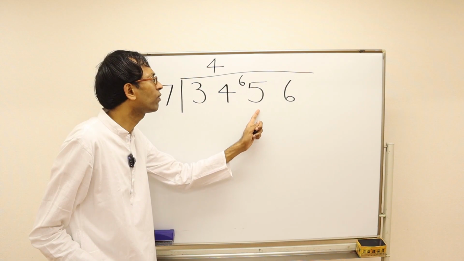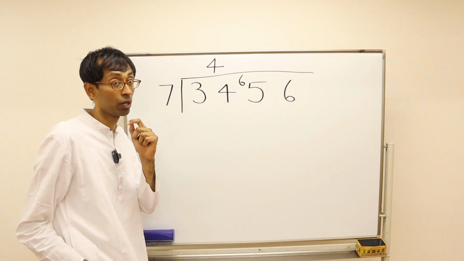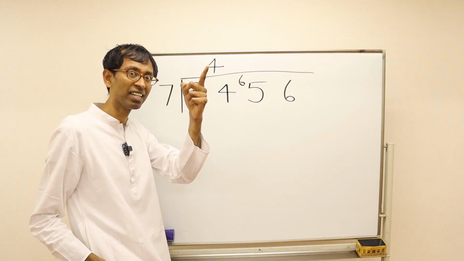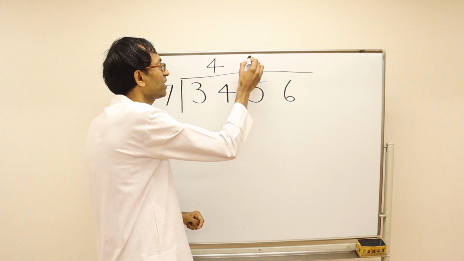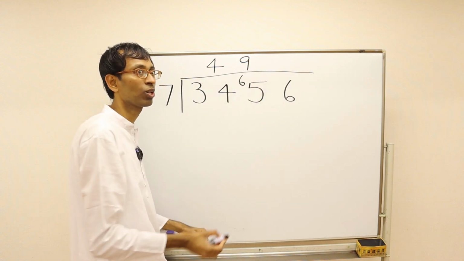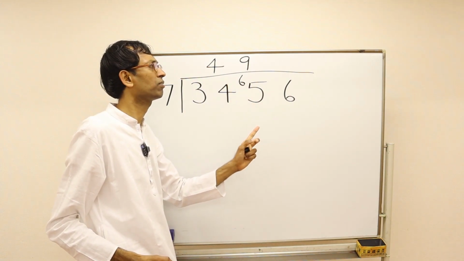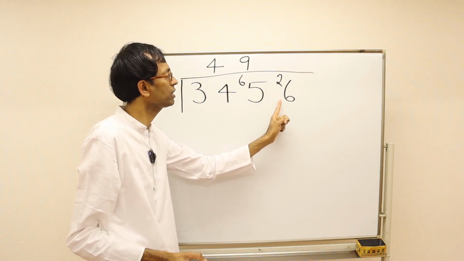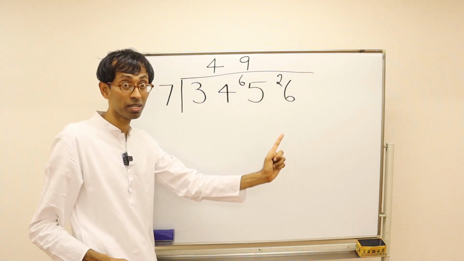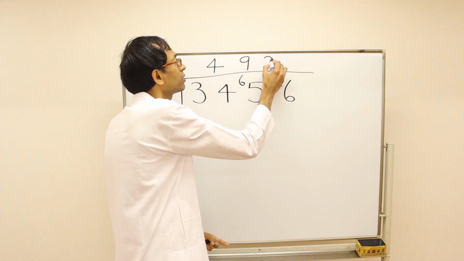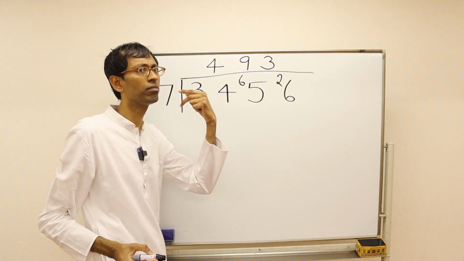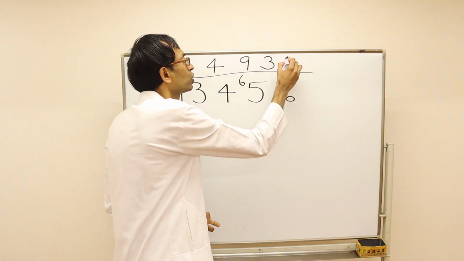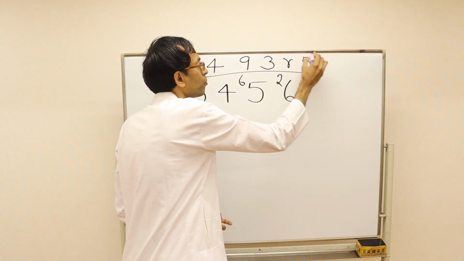Okay, now 65 divided by 7. Okay, how many 7s are there in 65? You can see 7 times 9 is 63. Okay, so 9 you put. So 63 you give away from 65. Still there are 2 remaining. So you put a 2 here and this is a 26. How many 7s are there in 26? 3 7s are there. 7 times 3 is 21. You give away 21 from 26. Still you have a remainder of 5. So you write down remainder as 5.